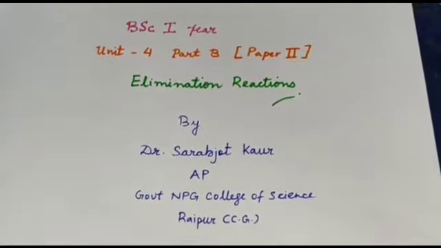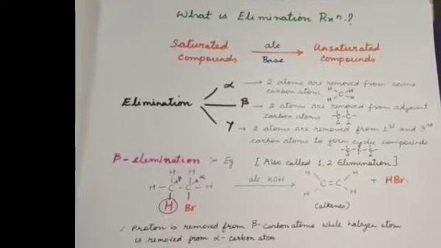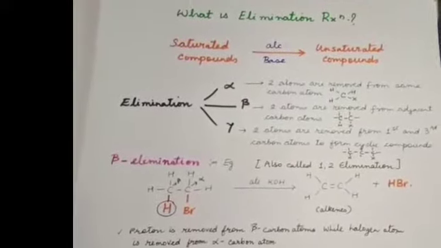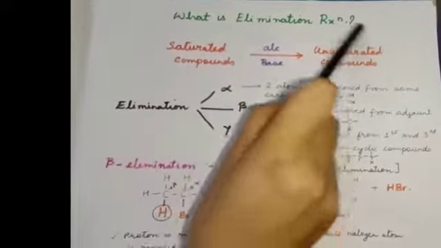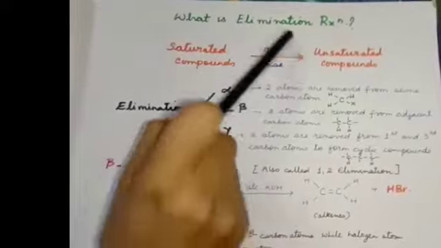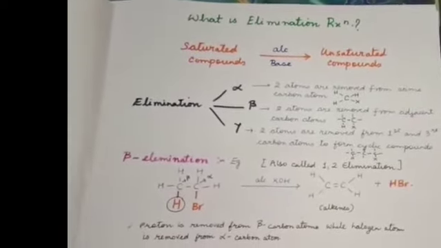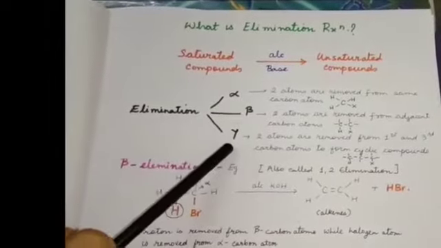So here I am to discuss the elimination reactions. So now the question is, what is elimination reaction? Elimination reaction is a chemical reaction that is basically used to transform a saturated compound to unsaturated compounds in the presence of alcoholic base. And this is the most important method for the formation of alkenes. And they are of three types: alpha, beta and gamma.